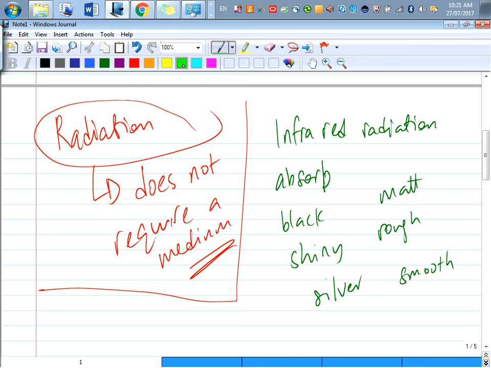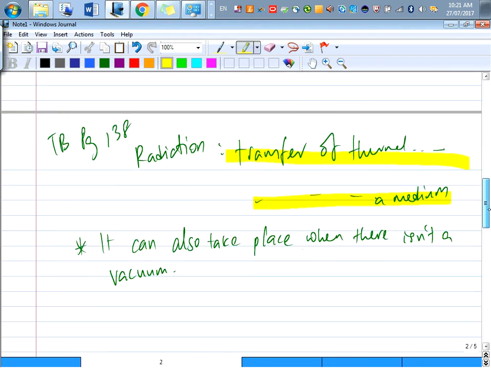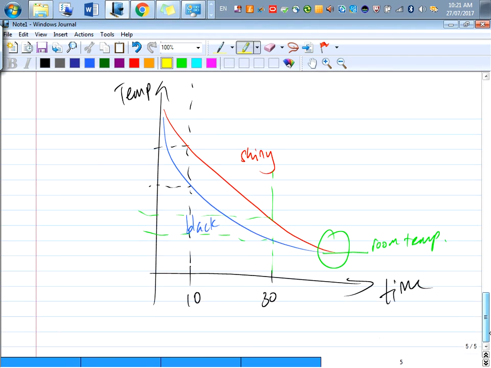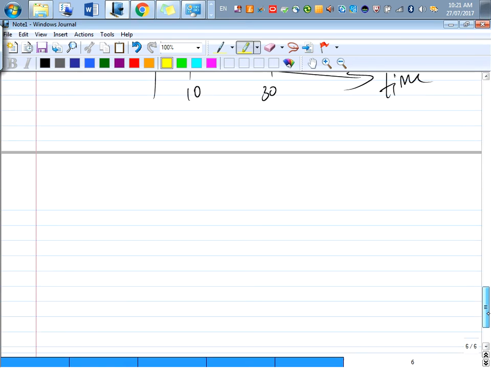So we have covered these keywords: shiny, silver, black, and you missed out dull. But dull is kind of like matte. Okay, so yep. That is the conclusion you must know. Then next page, page 140.